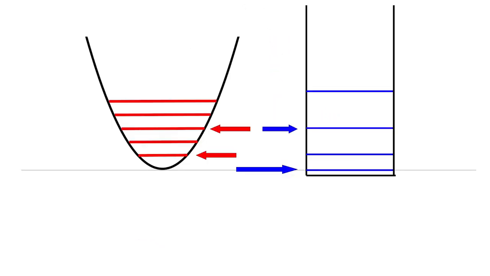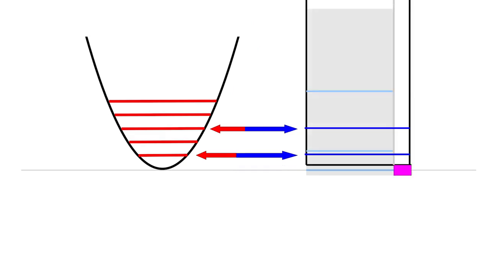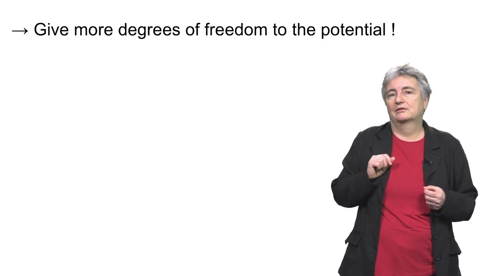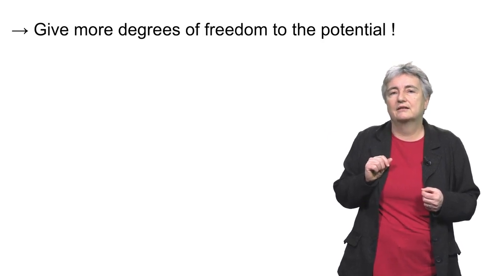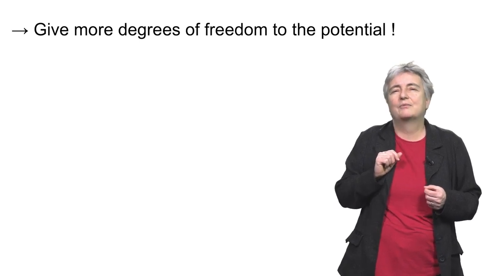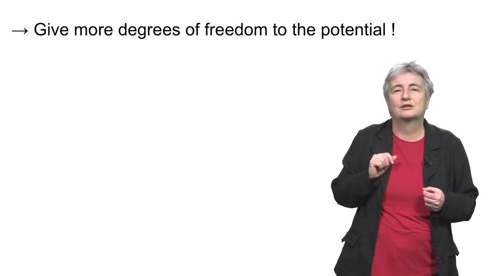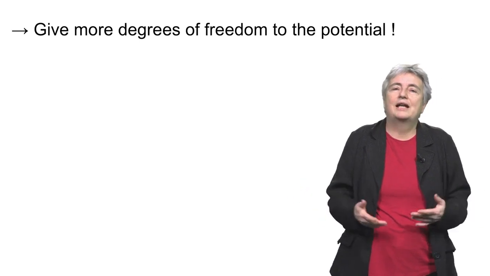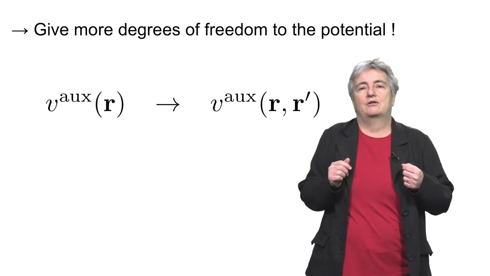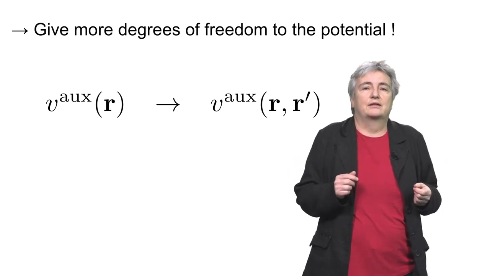Now, we found a way to overcome that problem. We could align both levels by changing also the width of the box. In other words, the solution was to give more freedom to our potential. Can we use this idea to overcome the Kohn-Sham band gap problem? How can we give more freedom to a potential? Well, we can make it non-local. It can depend on 2 space coordinates, similar to the Fock operator.